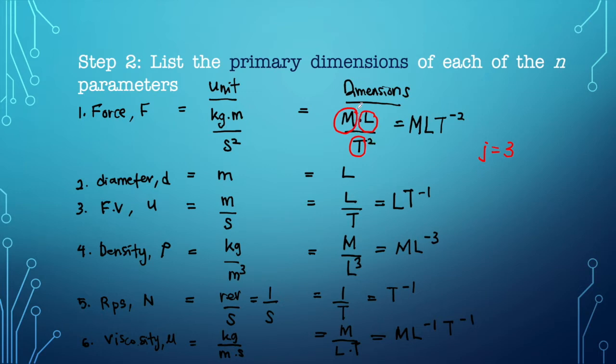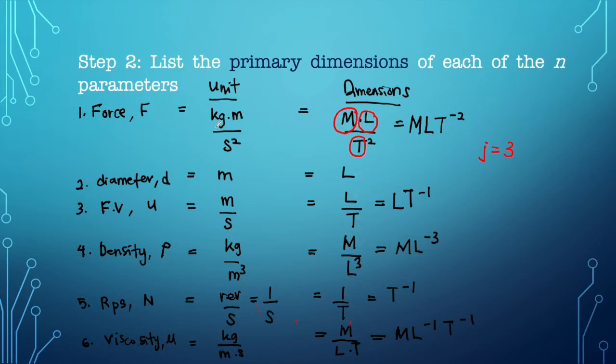Maybe your primary dimension for M is at the first parameter, and the second parameter will be L, and the last parameter will be T. It doesn't matter. What you need to do is see all the parameters and count their total number of primary dimensions. Okay, your primary dimension is 3, therefore you must take a look at all the parameters.